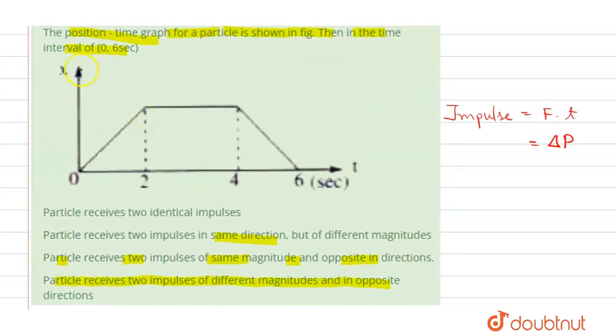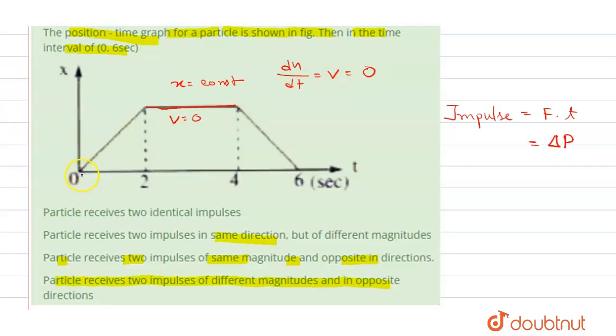Now since this is a position time graph, and from this 2 second we see that the graph is constant, so no change in displacement or position of the particle happens during this time interval. Since displacement x is constant, so dx/dt, which is velocity, will also be 0, no velocity in this region.